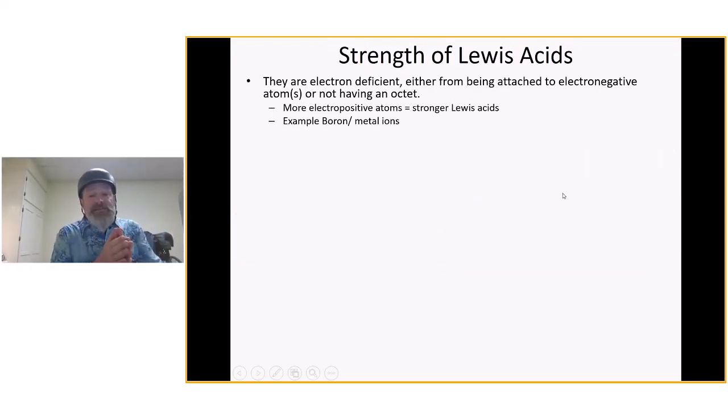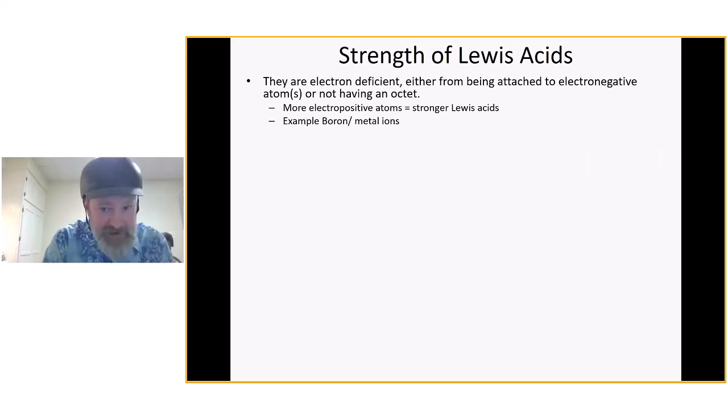Lewis acids are electron deficient. So here's a little bit about their strength. Either it's electropositive because it's attached to an electronegative molecule. For instance, we have H's in water, which have a partial positive charge. That makes them a good site for the attack of a Lewis base. So the more electropositive the atoms, the stronger the Lewis acids.